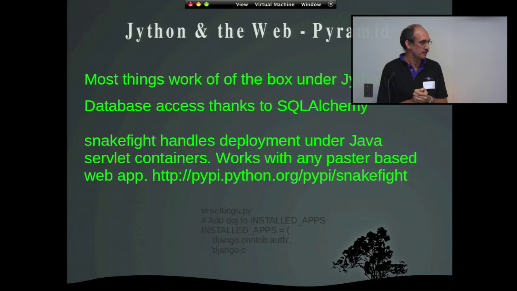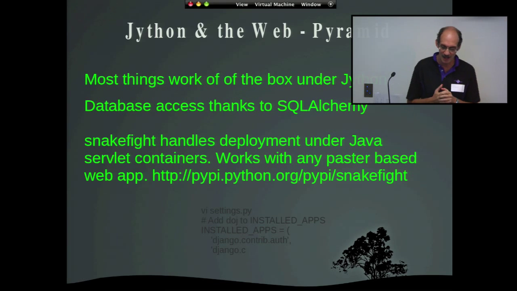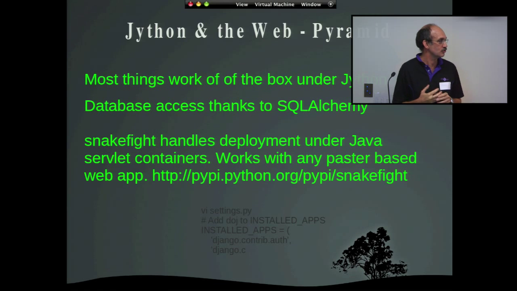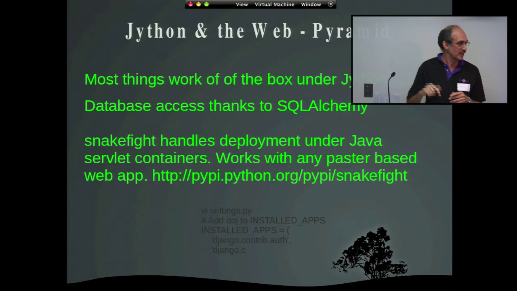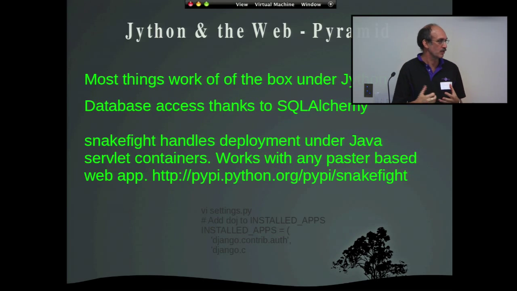There is a nice little package called Snakefight, which does something similar to Django Jython for deploying. It will create your WAR file for you. And as I said, it's not a Pyramid thing, it's a paste thing. So if you've got your paste deploy .ini file, making all the statements about what eggs you have and what entry points you are, you run Snakefight against that, and it will create a WAR file, and you can do exactly the same thing as I said with Django. Go to your Java servlet container, deploy it, and it works.